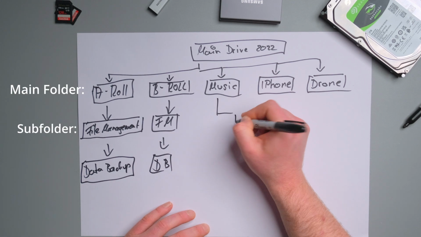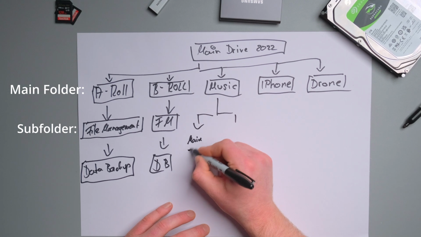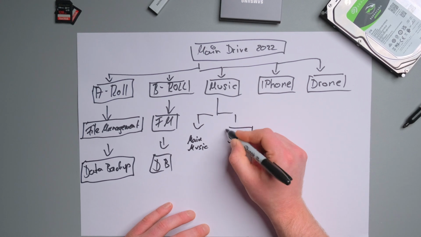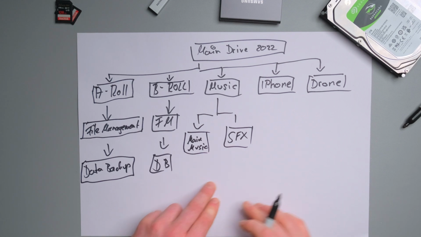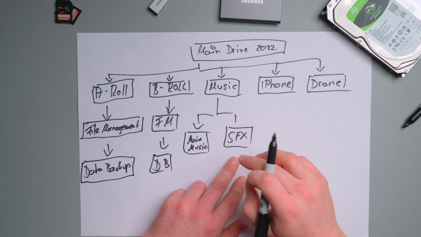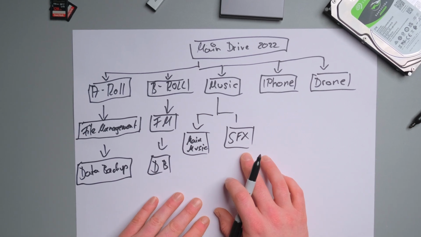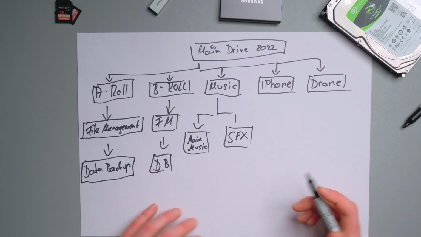In a music folder it's slightly different. We got one main music and one special effects. So whatever main music I want to use is in my main folder. Special effects is in a special effects folder. I don't mix main music and special effects up. It's just easier and cleaner to find special effects and music.